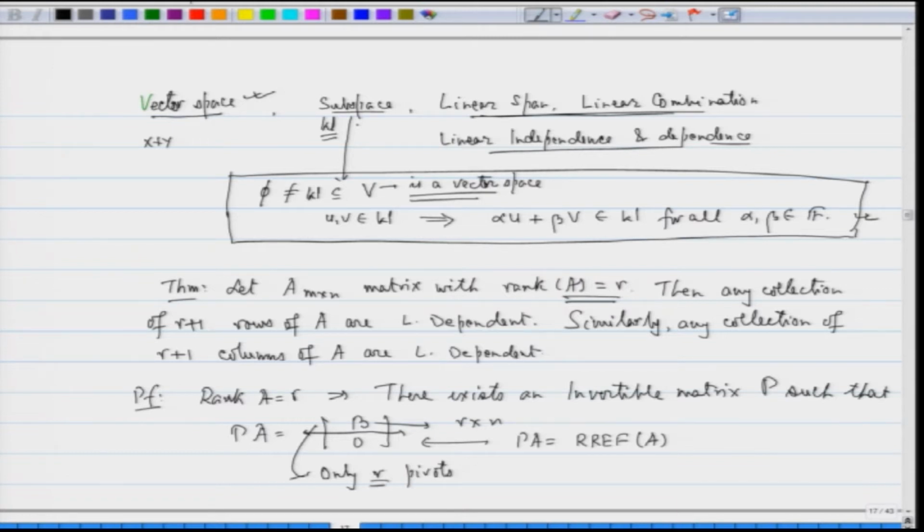Fine. Since there are pivots, what happens to the pivots? These pivots will give me I sub R into play, and this will imply that these rows are linearly independent. Why will they be linearly independent? So, let us try to prove it.